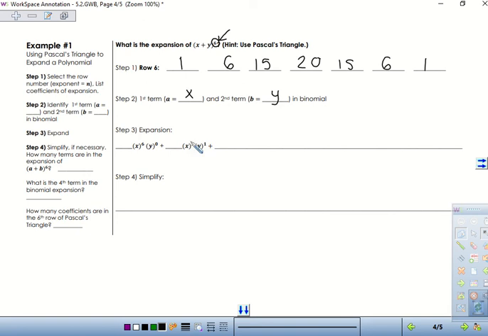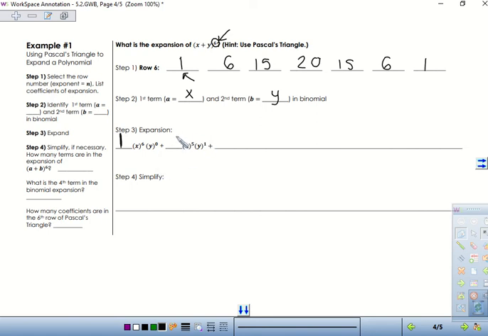The second term is going to increase in power by 1 until you get through it. So it's going to make sense once you start seeing it. The very first term is going to have the coefficient of the first value of the row, which is 1. And then it's going to be first term to the 6th power, whatever the original power is, and then your second term to the 0 power. That's how you always start it. Whatever your power is, the other is 0 power.